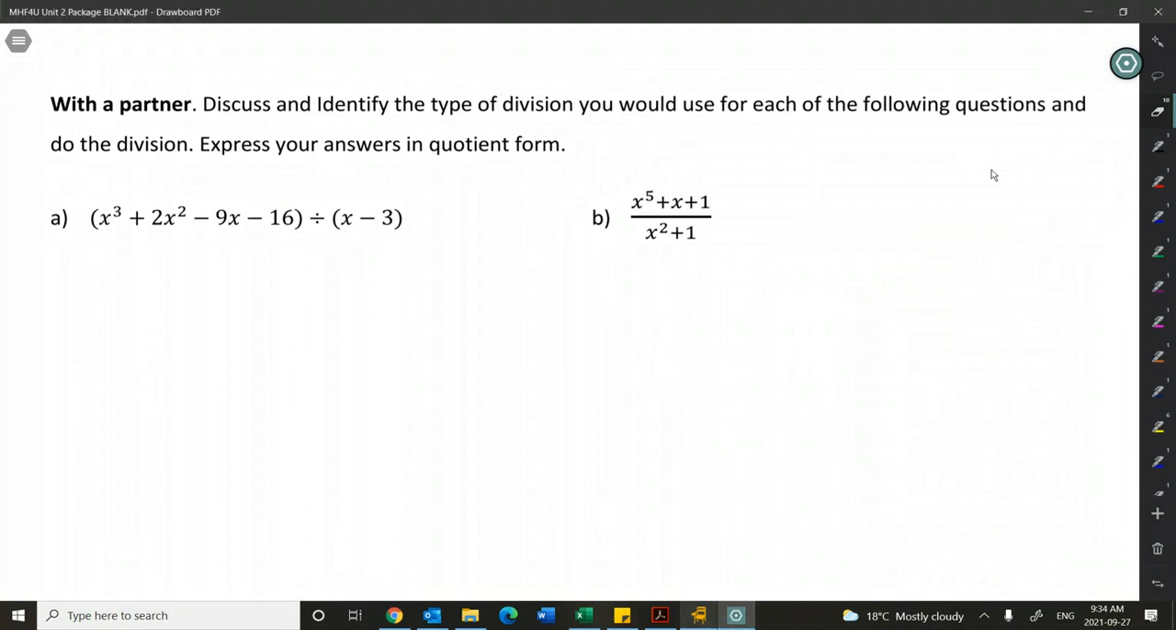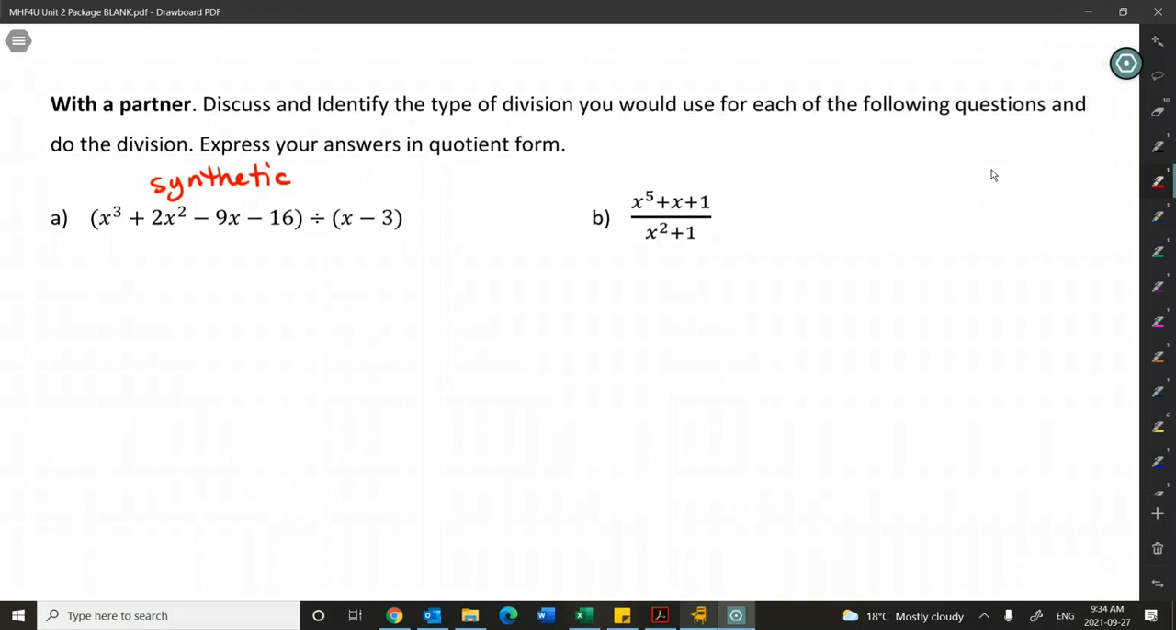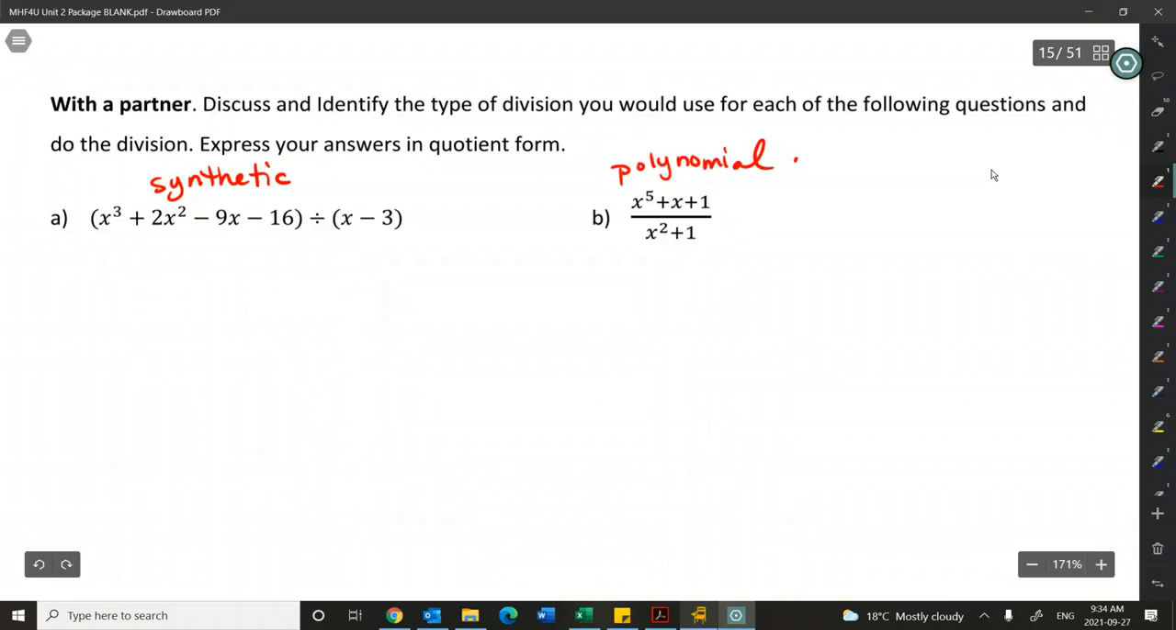What did you discuss about which type of division needs to be used for each here? What would I use for A? What would I use for B? Zach? I think A is the synthetic. Yep. And does that mean B is the other one? Yeah. Okay, so we'll use polynomial division here. How did you know that, Zach? I'm a good guesser. 50-50 chance? Sarwa? Because the divisor is linear.